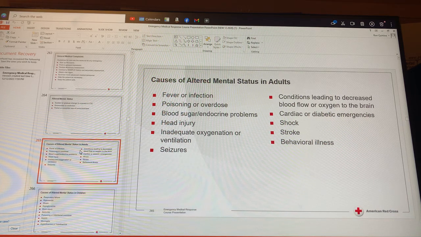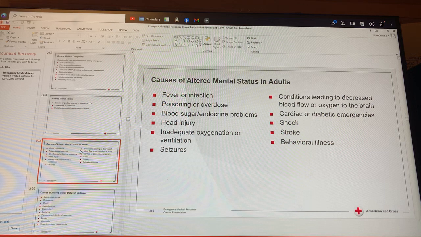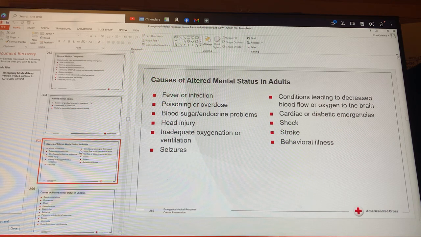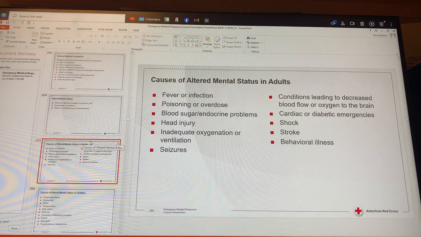Okay, so these are causes of altered mental status in adults, right? Fever or infection, poisoning or overdose, blood sugar, endocrine problems, head injury, inadequate oxygenation or ventilation, seizures, conditions leading to decreased blood flow or oxygen to the brain, cardiac or diabetic emergencies, shock, stroke, behavioral illness. So those are the causes of altered mental status in adults.